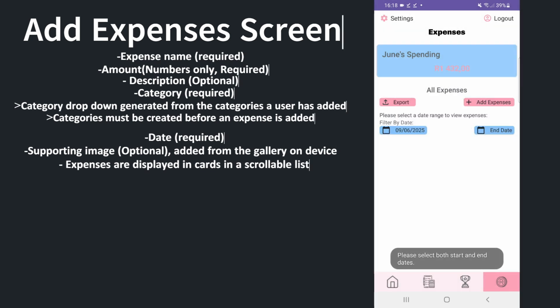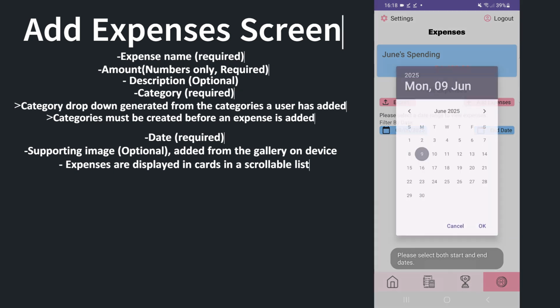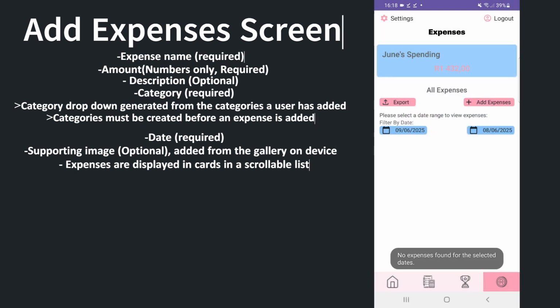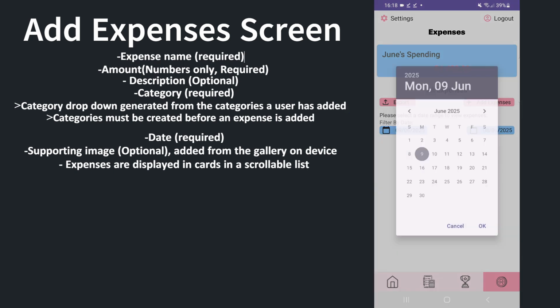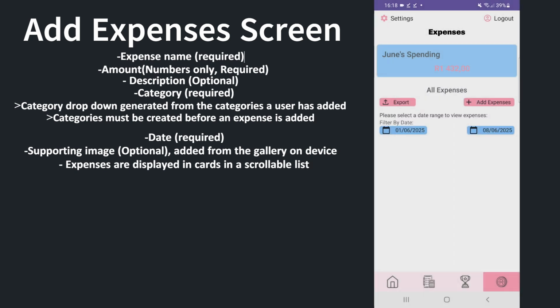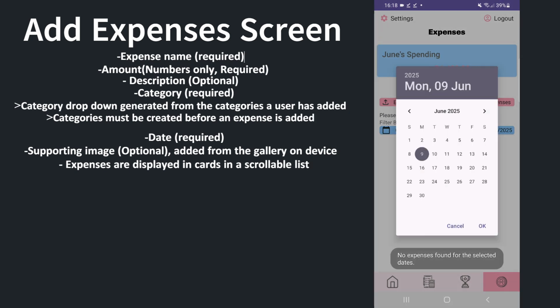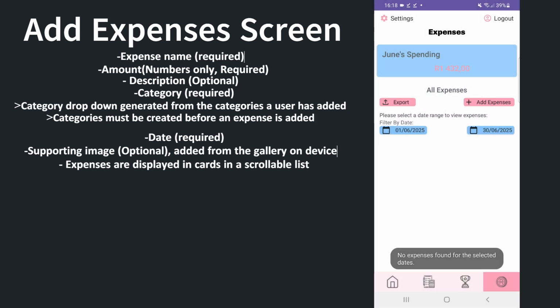To view an expense, a user needs to set the date range filter. Both the start date and end date must be set, and if not, a toast will appear asking the user to set both dates. If the start date appears after the end date, a toast will appear saying there are no expenses within this range. If a valid range is selected but the user has not added any expenses to the list, they will then be notified that there are no expenses.